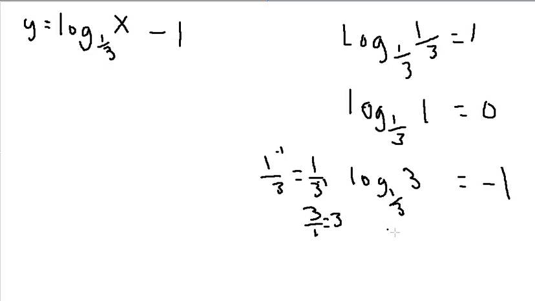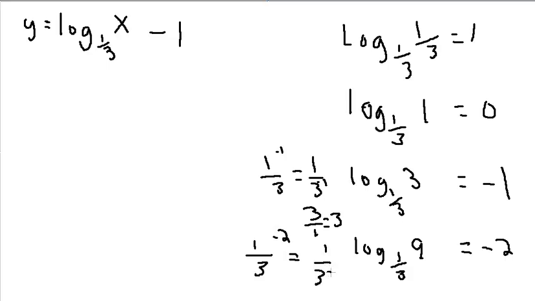And I can do the same thing with 9. I can make this log base 1/3 of 9. Oh, that's going to be -2. Because remember, we're saying 1/3 to the what power is 9. It's going to be -2, because that's really 1 over 3 to the -2 power. Negative exponent comes to the top, 3 squared, which is 9.